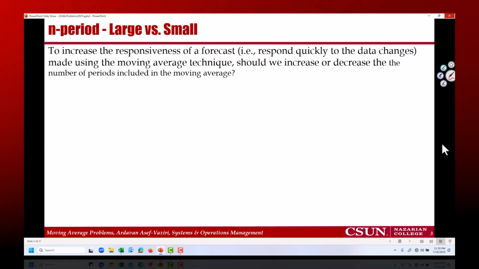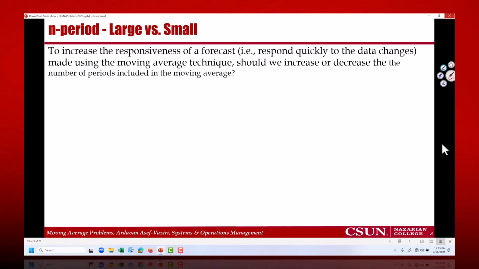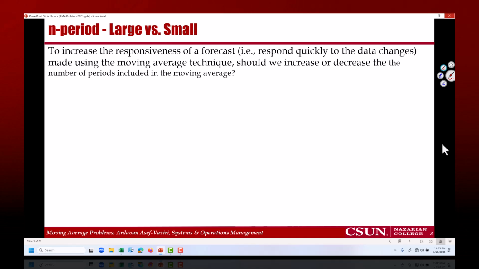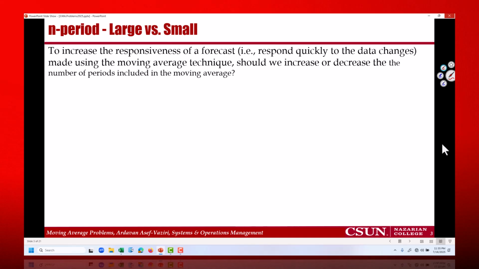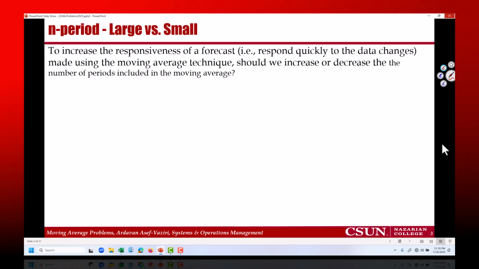We will gain some basic insights on moving average. Which one is more responsive to recent changes in actual data, and which one is trying to smooth out the data? A moving average with a smaller number of periods averaged, or a moving average with a larger number of periods?